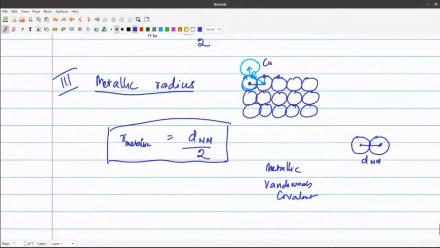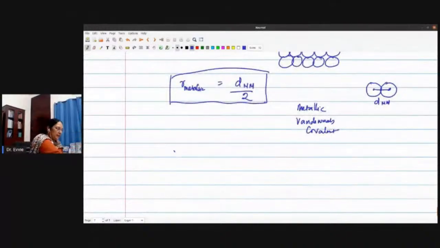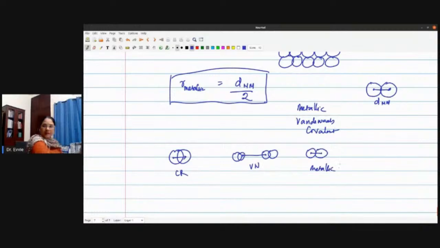Okay, see here. What did I tell you? Covalent is smaller like this. Van der Waals is between the molecules like this. This and this point is your van der Waals radius. This and this divided by 2 is your covalent radius. And this is your metallic radius. See, I've just given you an easier way. Metallic, yes, Ankit Das is right.